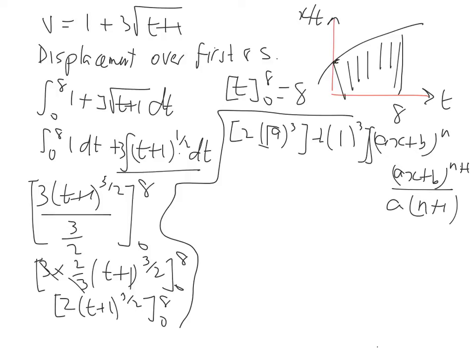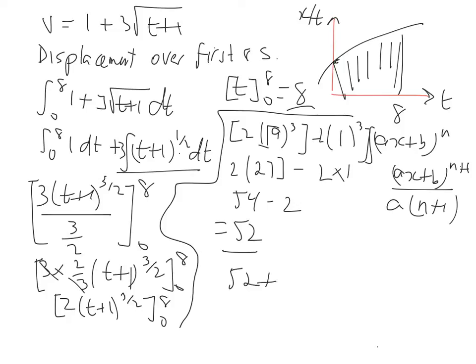Okay, so from there we'll end up with 2 times the square root of 9, which is 3, cubed is 27, minus 2 times 1, which ends up being 54 minus 2, so we've got 52. Now we've got our 52 plus our 8, so it ends up with 60.